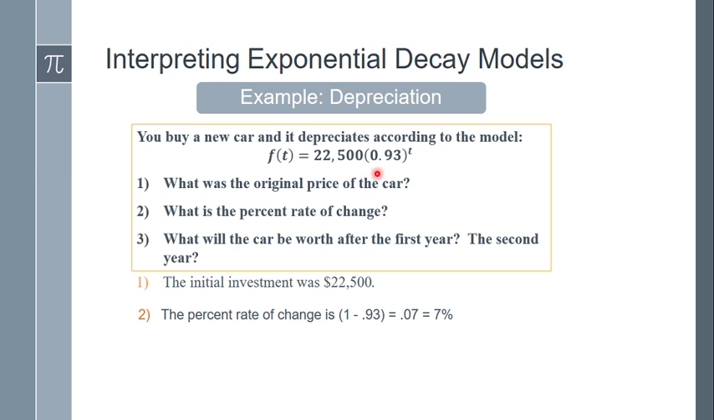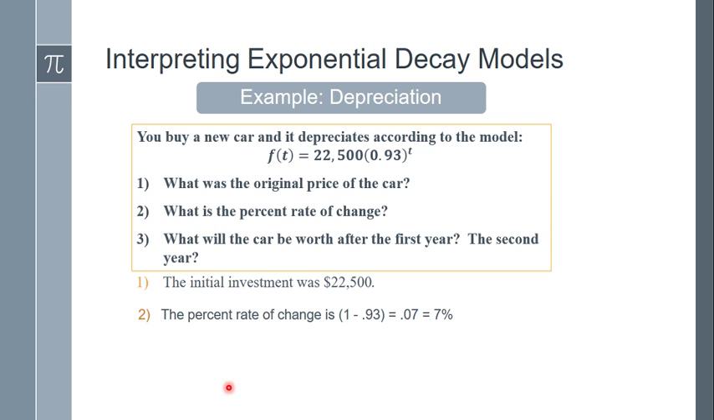Another way to interpret it when you're looking at the model is it's going down 7% each year, so it's retaining 93% of its original value, right, from the time period before. So it's retaining 93%, that means it went down 7%.